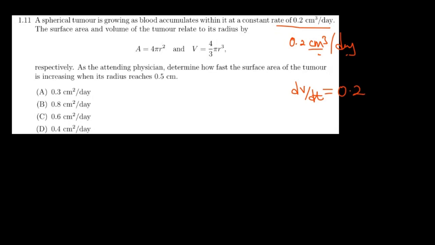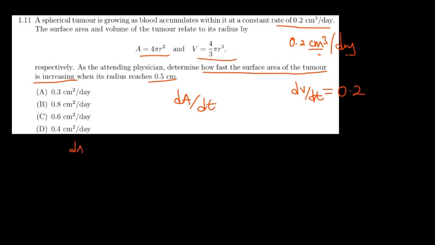And then here they're saying the surface area and the volume of a tumor relate to its radius by this formula and this formula, respectively. As the attending physician, determine how fast the surface area of the tumor is increasing when its radius reaches 0.5 centimeters. How fast the surface area is increasing is dA dt, because you are trying to find how fast the area is increasing within a specific time. So our aim is to find dA dt. But how do we find dA dt?